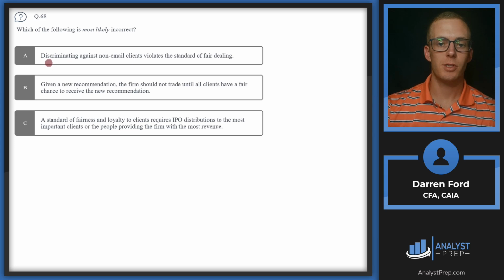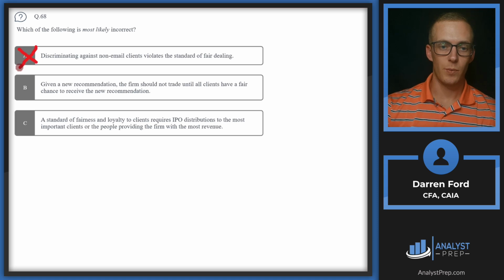A, discriminating against non-email clients violates the standard of fair dealing. This is correct. Clients, regardless of whether they use email or not, should be treated fairly and objectively. So we can go ahead and rule out A, since this is a correct statement.